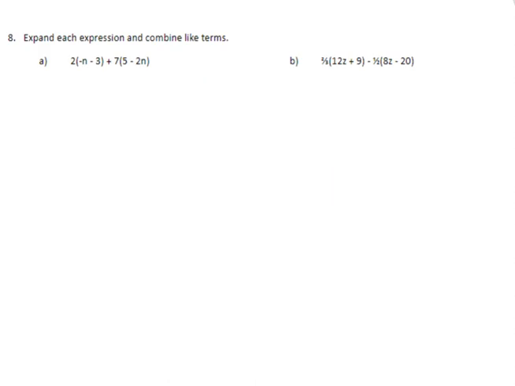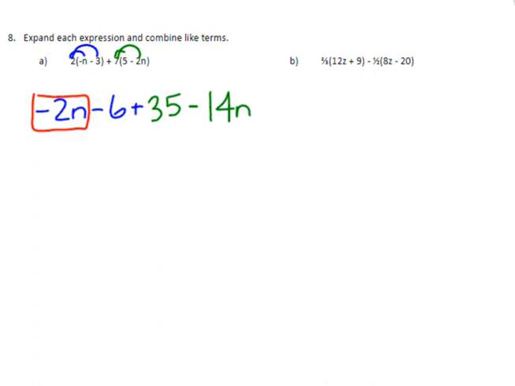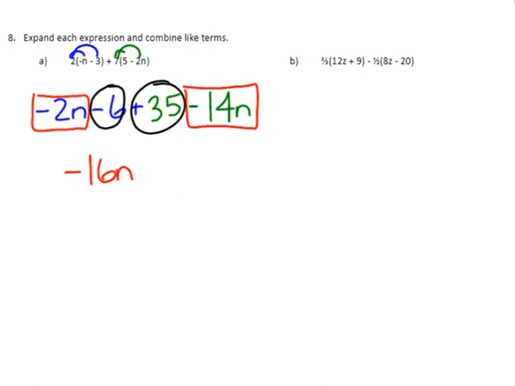All right, last two. We're just expanding the expression, combining like terms. So we've already kind of practiced this with equations, but now we'll just do the expressions. So distribute first, negative 2n minus 6 plus 7 times 5 is 35. 7 times negative 2n is negative 14n. Combine like terms, negative 2n plus negative 14n is negative 16n. And negative 6 plus 35 is positive 29.